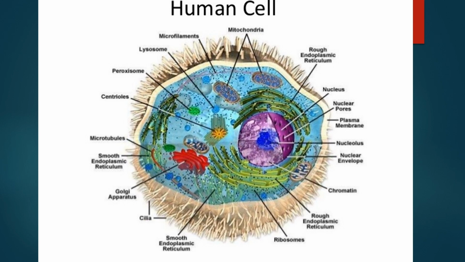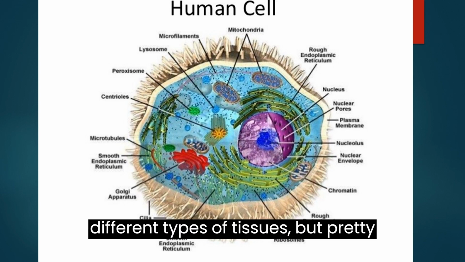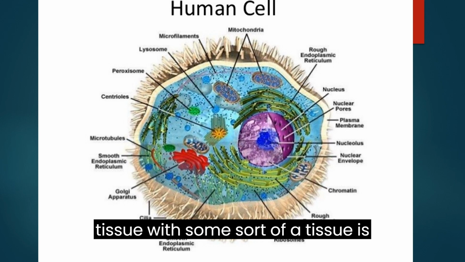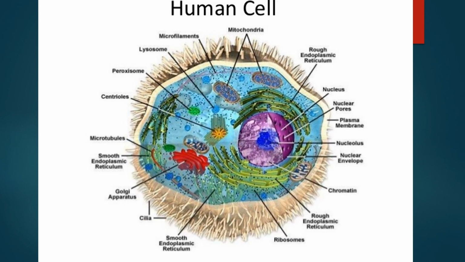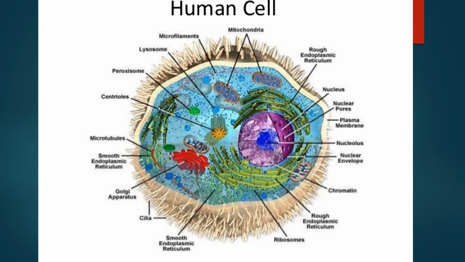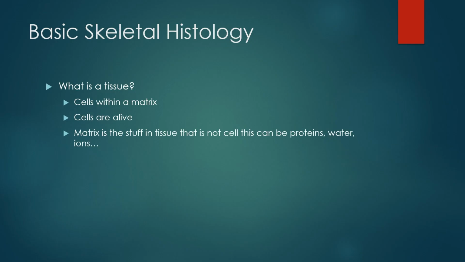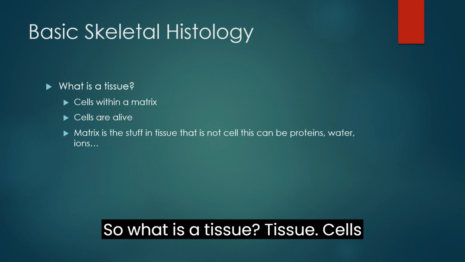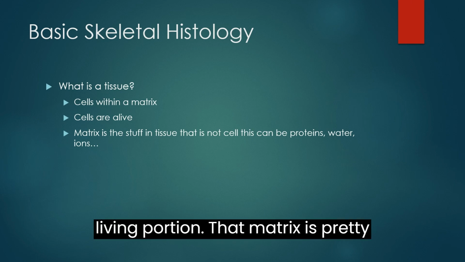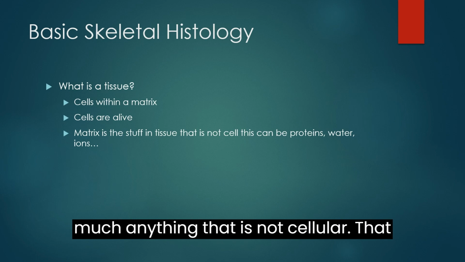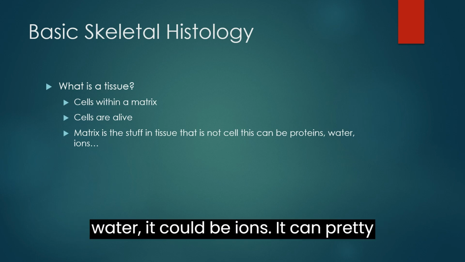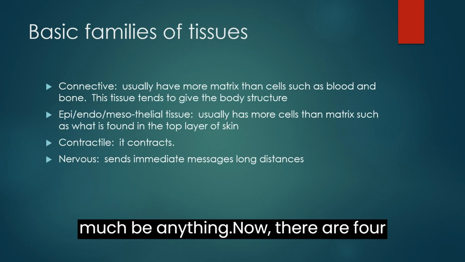Now, when we're dealing with tissues, we actually have a lot of different types of tissues, but in the most general form, a tissue is pretty much the cell with some sort of extracellular matrix. So what is a tissue? Tissue is cells within a matrix, and cells are the living portion. The matrix is pretty much anything that is not cellular. That means it could be protein, it could be water, it could be ions, it can pretty much be anything.